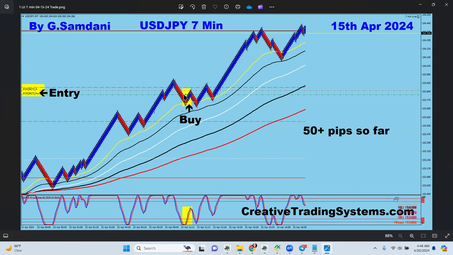When the EA opens the trade here, it puts the SL right here. Only 15 pip from the 7-minute chart. If my entry is wrong, I lose 15 pip, not more than that. So this is the first trade.